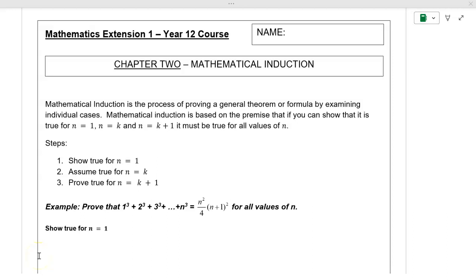Yeah, hi Year 12. This is our first chapter as we dive into Mathematics Extension 1 in the Year 12 course, and it is Chapter 2 in the textbook.